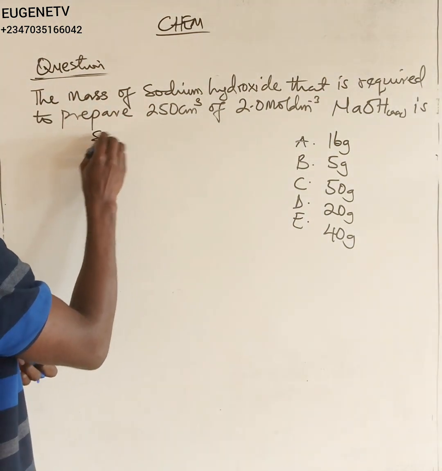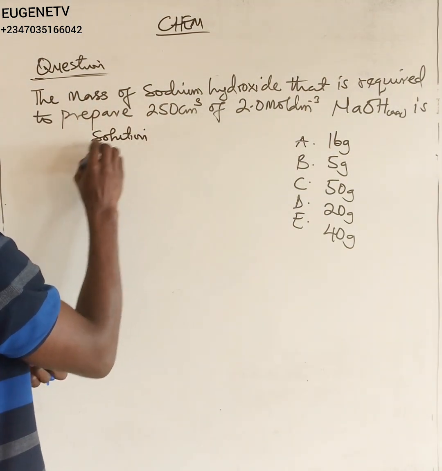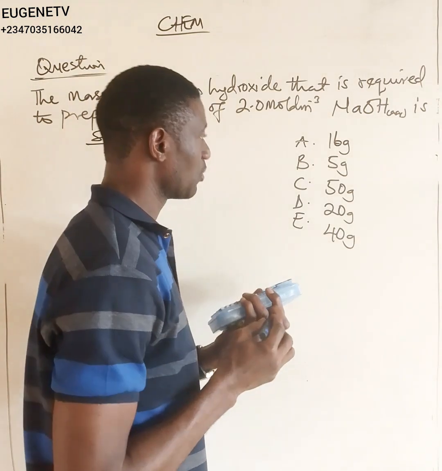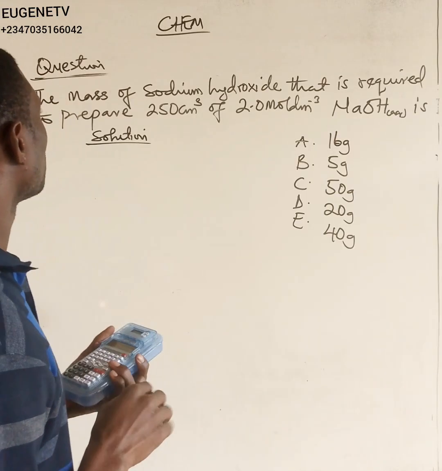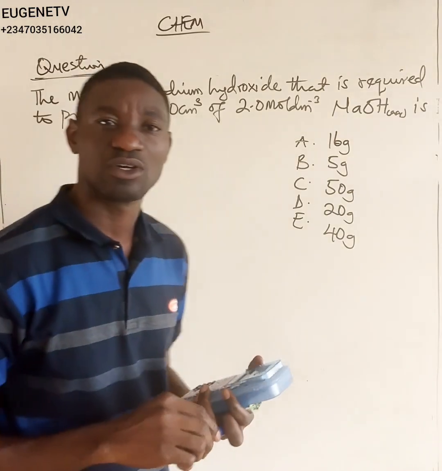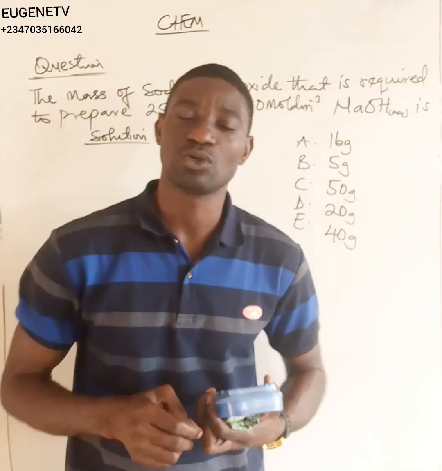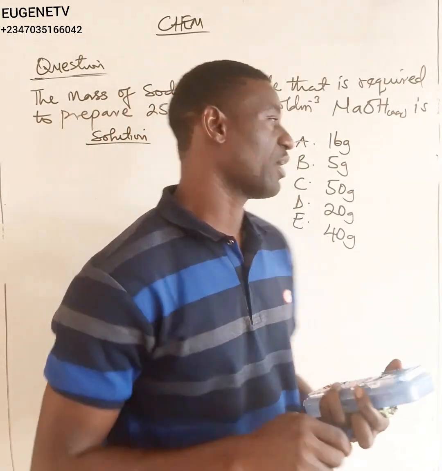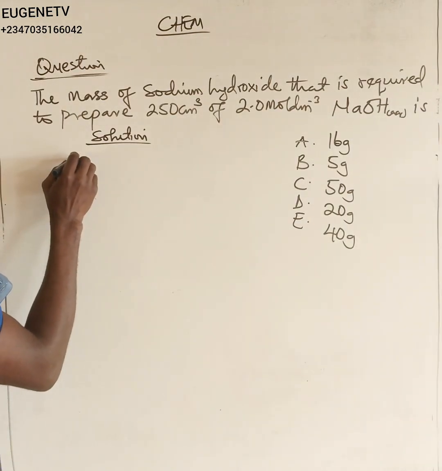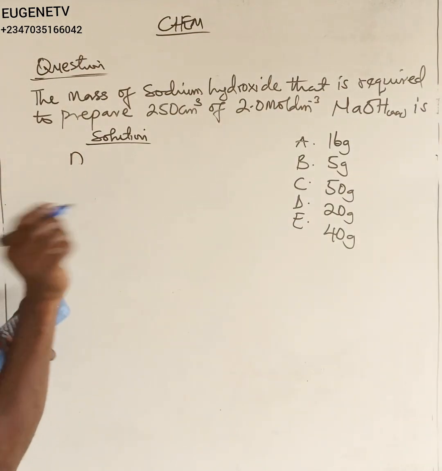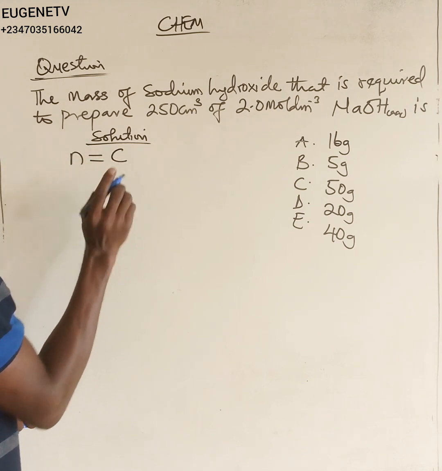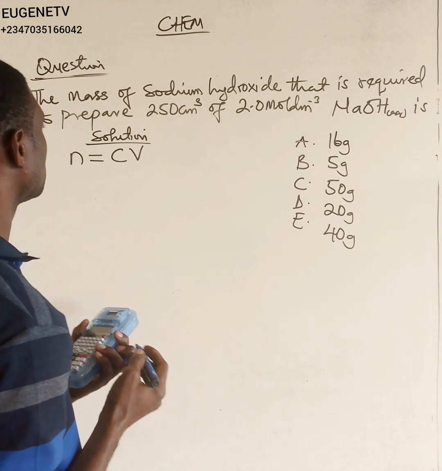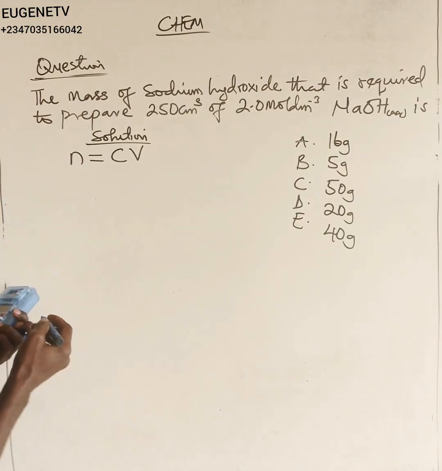So we say solution. We are going to establish some things here. Now, we are going to use the relationship that says mole is equal to concentration times volume in dm³. We are going to use this formula that mole, which is represented as n, is equal to concentration in mole per dm³ times volume in dm³. That is the first thing we are going to do.